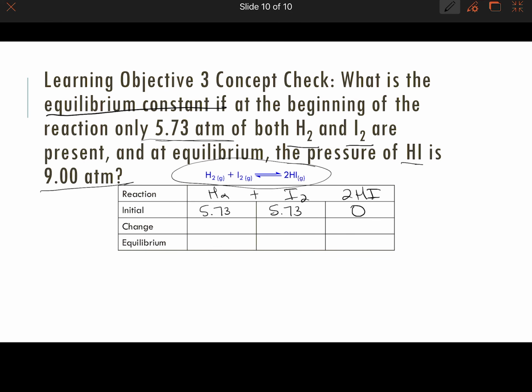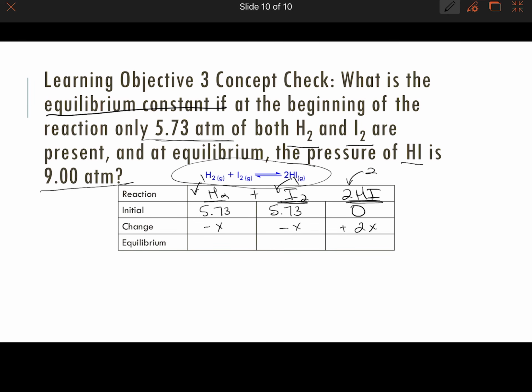Going from our initial, we need to subtract x here, add 2x here. Okay? And that's based on stoichiometry. There's a 1 here, but a 2 here. So for every 1x, we'll go from 1 mole removed here, 1 mole removed here, 2 moles added here. Okay? So the magnitude of your x will be based on your stoichiometry.